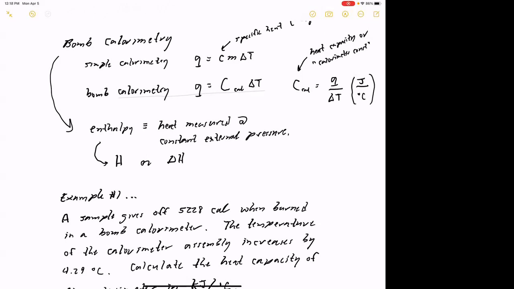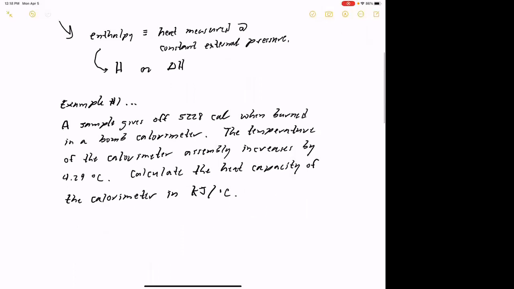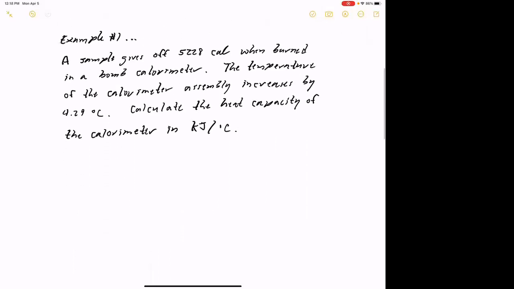Okay, so we got that context in place now. So let's take a look at example number 1, which is going to deal with the calibration of a calorimeter. I've got a sample, and this sample is going to be some sort of a hydrocarbon. I don't tell you what it is.